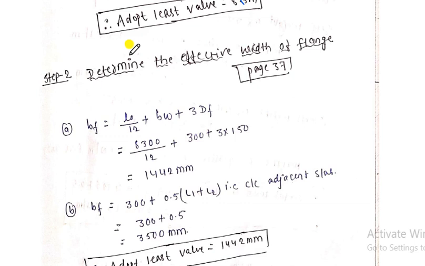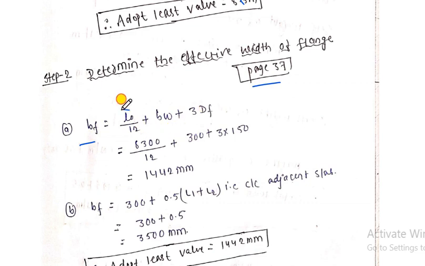So in the second step, we will calculate the effective width of flange. Its formula is given on page number 36. So please refer to page number 36. From there you will get the BF formula, that is the effective width of flange. So BF formula is given as L0 by 12 plus BW plus 3DF.